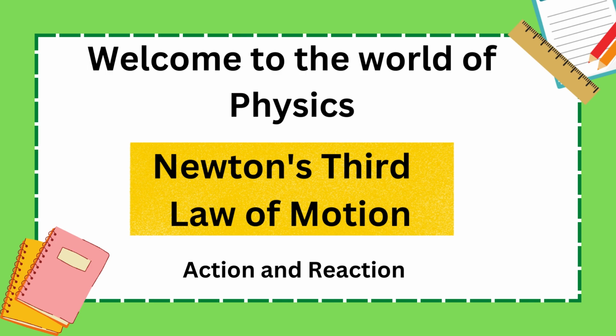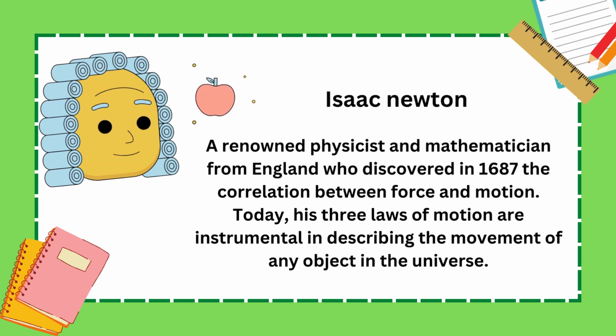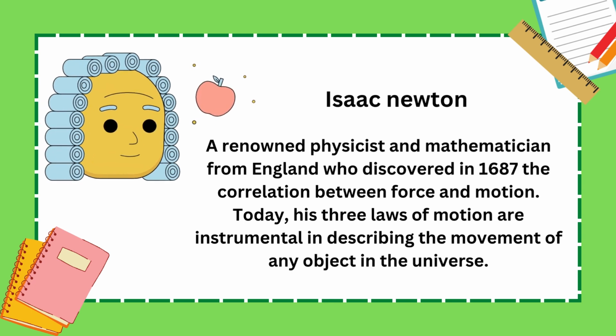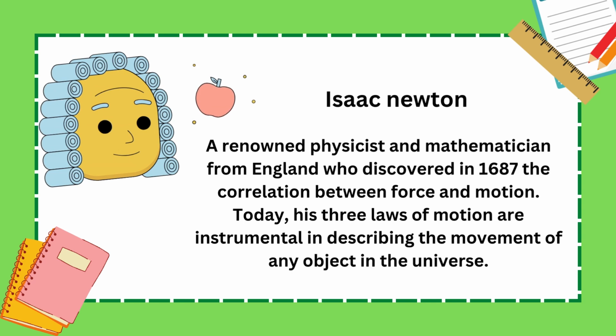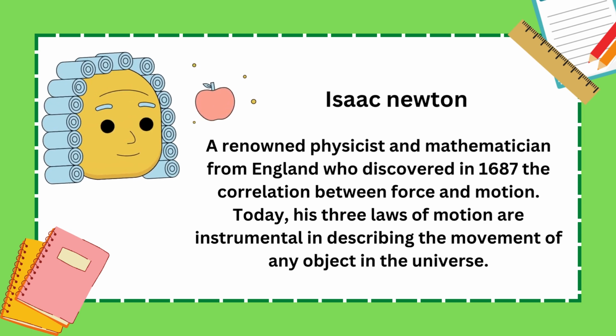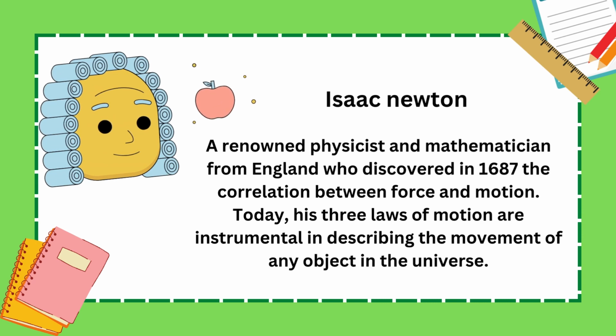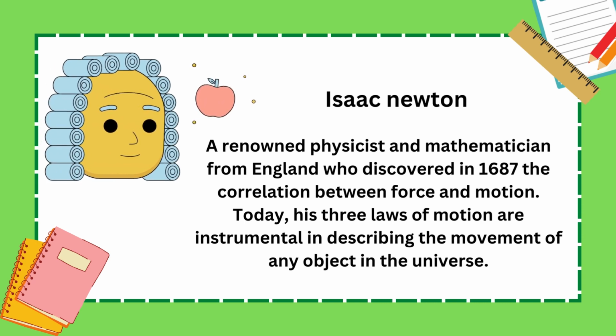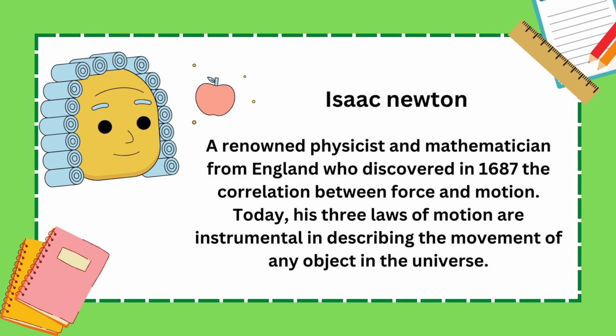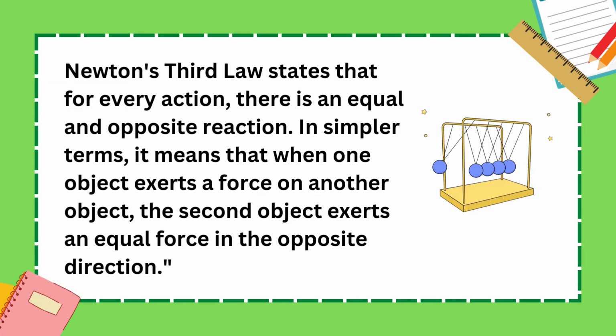Today, we will explore Newton's third law of motion. Sir Isaac Newton, a renowned physicist and mathematician from England, discovered the correlation between force and motion in 1687. Today, his three laws of motion are instrumental in describing the movement of any object in the universe. Newton's third law states that for every action, there is an equal and opposite reaction.